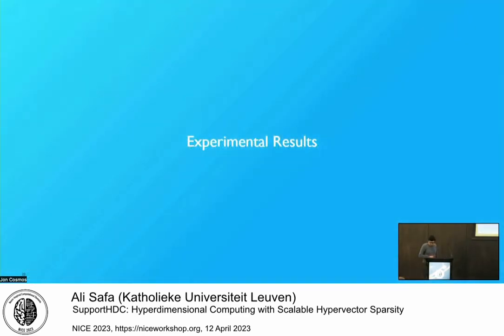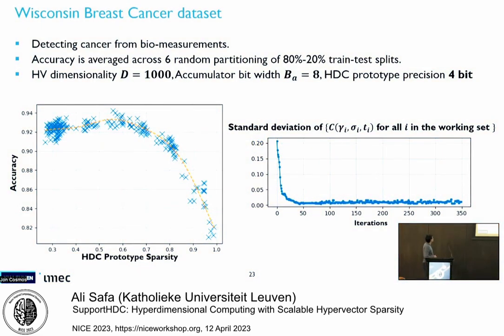Okay, so now we get to the experimental results that we are, in fact, still working on, but some early ones here. So the first task that we tried to tackle was the Wisconsin breast cancer detection dataset. So the goal here is to detect cancer from arrays of biomeasurements. And the way we compute the test accuracy here is through six-fold random train test splits. So we basically train the system 6 times using random train test splits, and we average the test accuracy along these 6 runs.